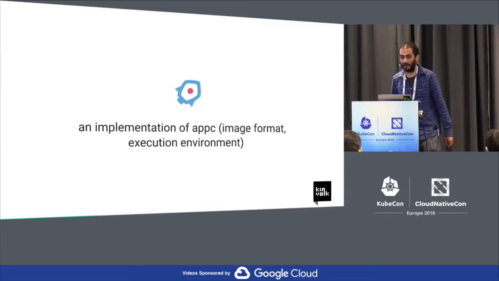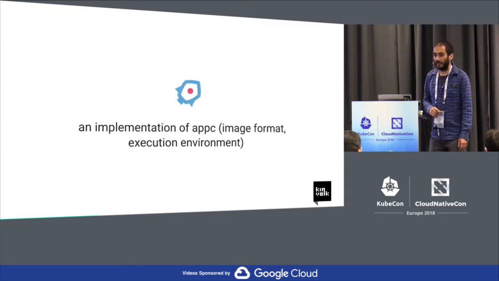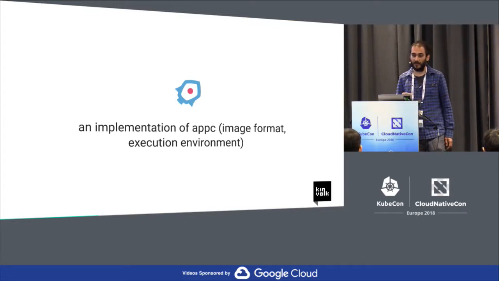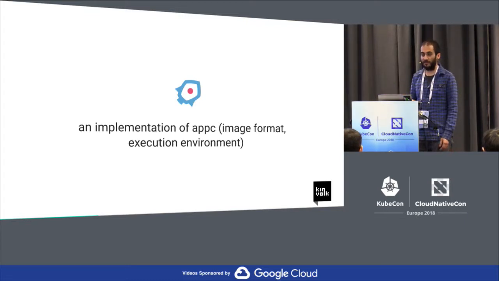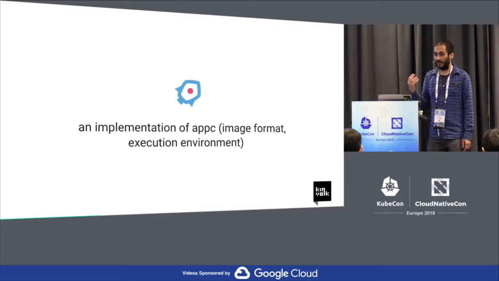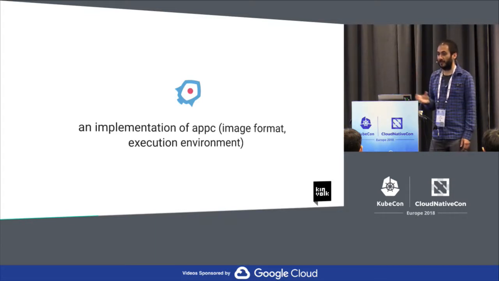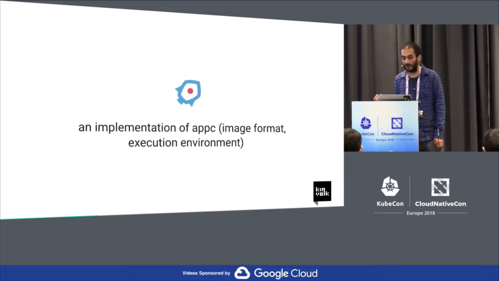Ultimately, Rocket is an implementation of the AppC spec. So before the OCI spec, there was the AppC spec. And back in the day, the Docker image format wasn't really specified. It was specified in the code, and that was not really ideal. So there was this effort from CoreOS to put out there a spec called AppC, and actually define the things that a container image and a container should be.